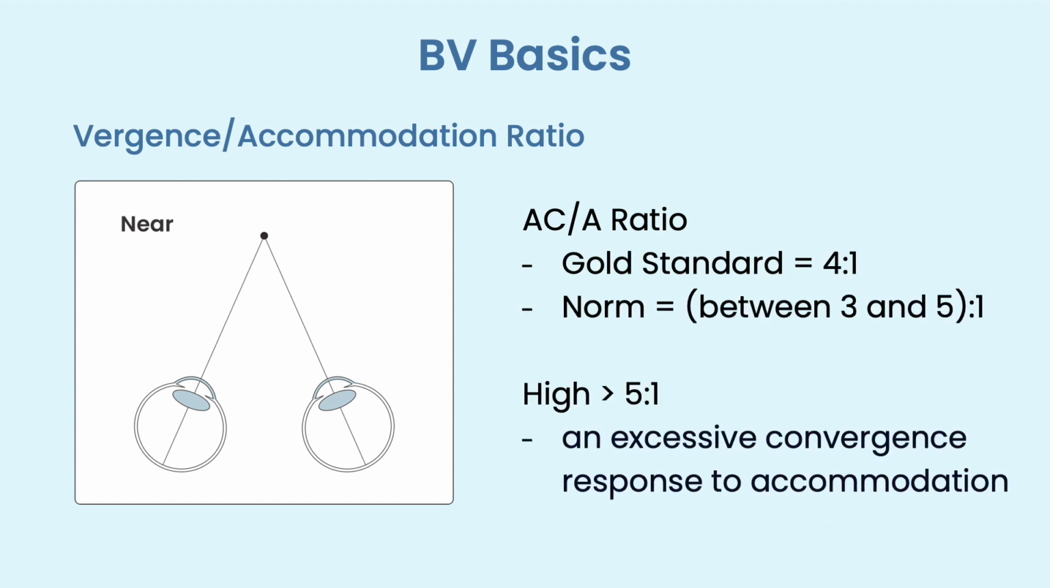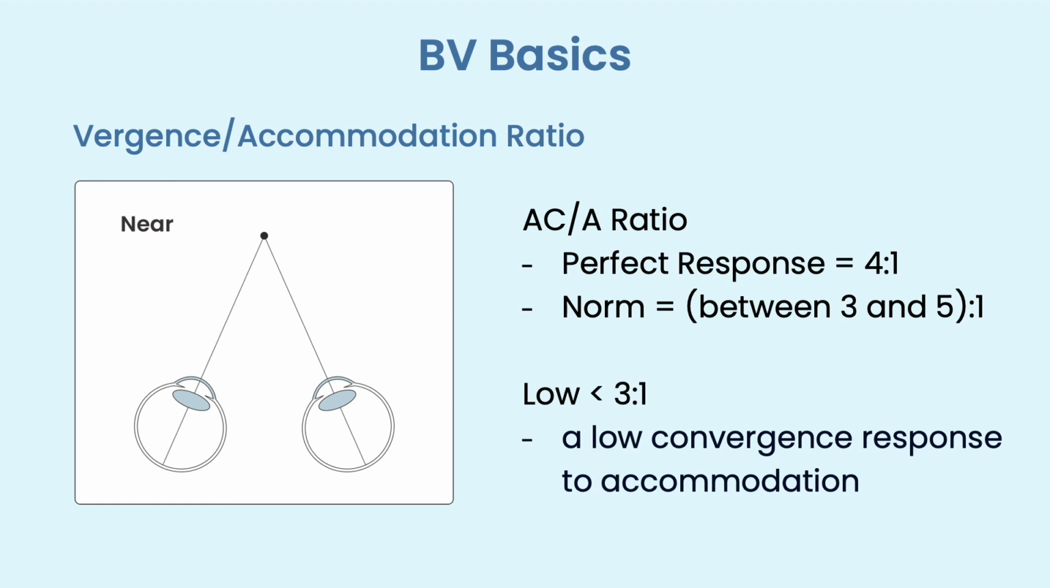This perfect balance, the gold standard, is a ratio of 4 to 1, but the norm is anywhere between 3 and 5 to 1. If the ratio is over 5 to 1, it is high. It means that there is more convergence produced per unit of accommodation than the norm. If the ratio is less than 3 to 1, it is low. It means that there's less convergence produced per unit of accommodation than the norm.